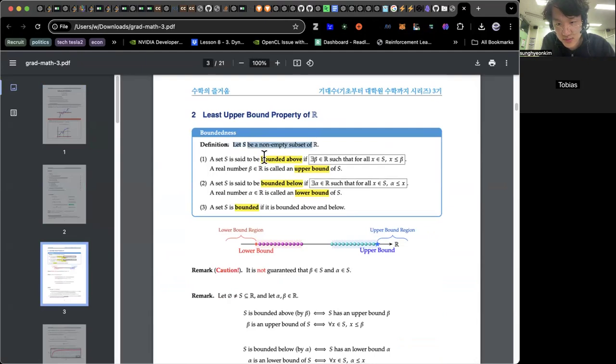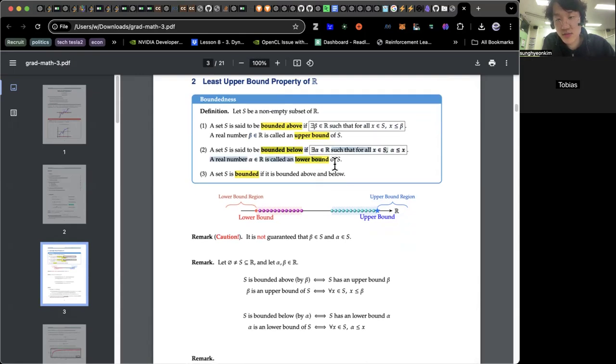Let S be a non-empty subset of R. Then we will say S is bounded above if some B, which is a real number, satisfies B is bigger than or the same as x for all x in S. We can easily say there is some real number B which satisfies this, then we call it an upper bound. And in the same way, if there is some A which is smaller than or equal to x, then we will say it is a lower bound.